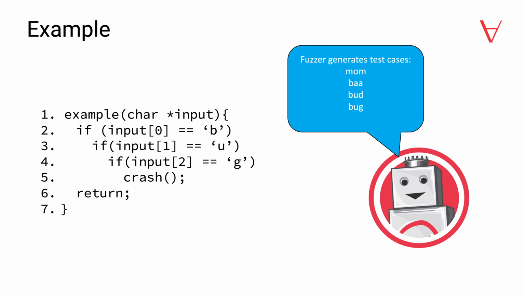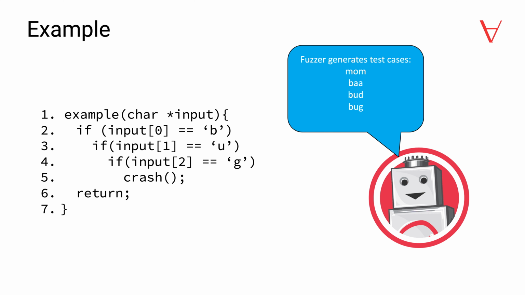When I talk about generating a test case, what a fuzzer would be doing is generating a test case like mom, M-O-M, and running this example code and saying, hey, everything was okay. And then it would iterate and come up with a new input like ba. Run the program again, see it's okay. Come up with a new input like bud. Run the program again, see it's okay, and so on and so forth until it, for example, came up with bug and saw the program has crashed, and then it would alert the user or the developer that there's a problem.